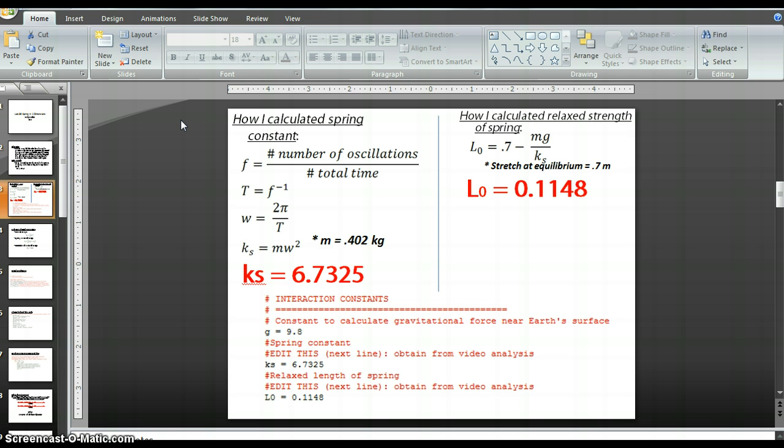So before I could even calculate any of my energies, I first had to find the spring constant and the length of the spring when it's relaxed. These are both the formulas I used to get those quantities, and I just want to specify that on the frequency right here, the number of oscillations is the y component and not the x. And so when I calculated those quantities, I put them into my code right here, and those remain constant throughout the oscillations.